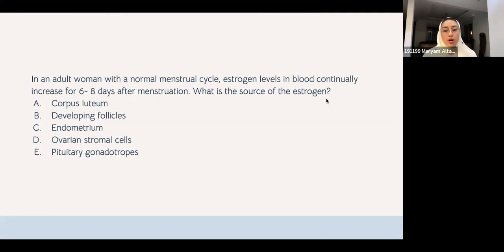So think about what we talked about in the first phase. We're entering the follicular phase. In the follicular phase, you have an increase in estrogen. Where is that coming from? What do you guys think?